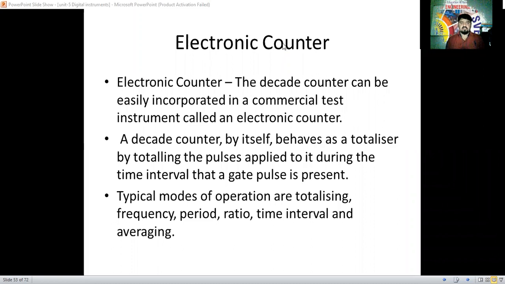In the previous class we have already discussed the types of digital voltmeters, multimeters, and Q meters. The next topic is the electronic counter. Today we are going to discuss the electronic counter, electronic energy meter, LED, and LCD. I think LED and LCD you have already studied.